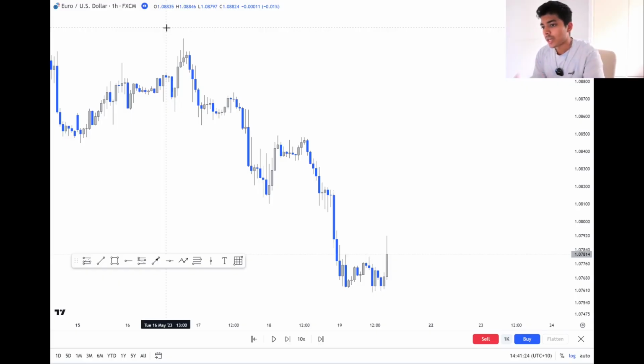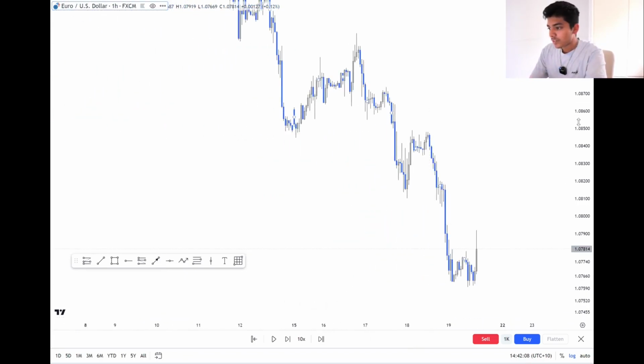All right, everyone, so here we're on the EURUSD 1 hour chart. And what can we see? What's the overall market structure? Is it bullish? Are we creating higher highs and higher lows? Or is the market structure bearish? Are we creating lower lows and lower highs? As you guys have probably already guessed, the market structure is bearish.